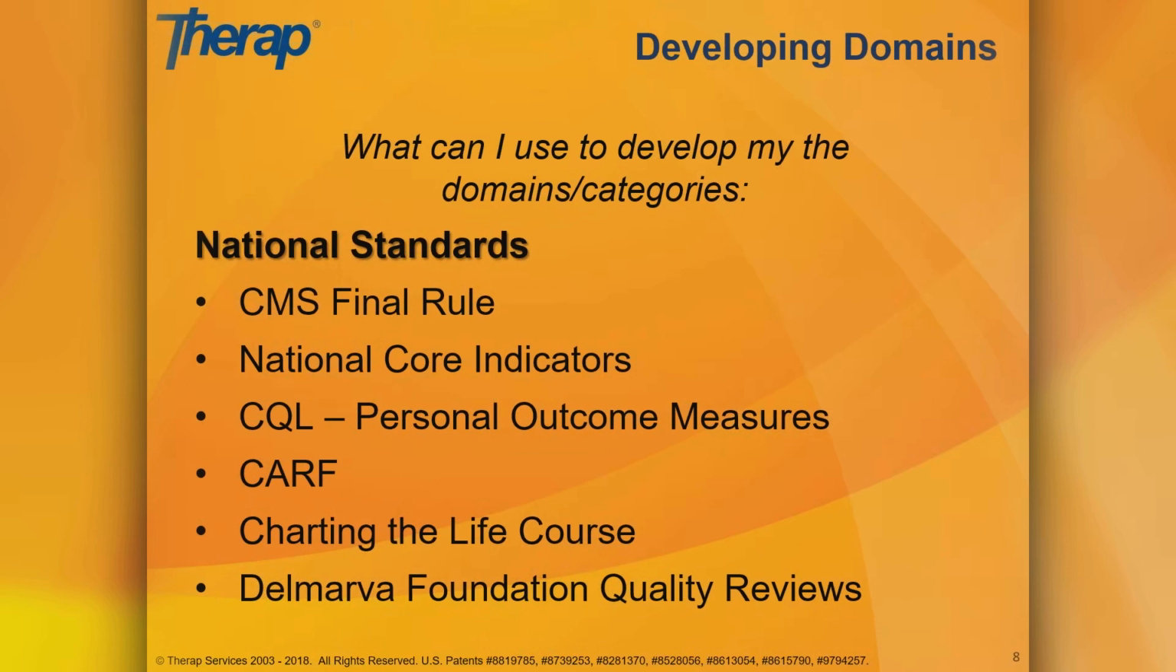Some of you may be very familiar with Charting the LifeCourse, and those life domains may be something you want to look at in your data to see how well you're doing across your organization in supporting people in each of those areas. Or if you are familiar with Delmarva and you've gone through a quality review for them, there are certain person-centered reviews and categories that they do. Again, in advance, you might want to show that you're already meeting those standards through an outcome measure type.